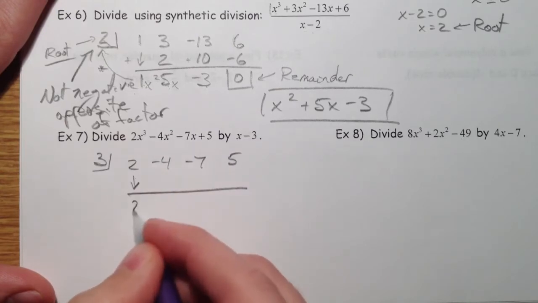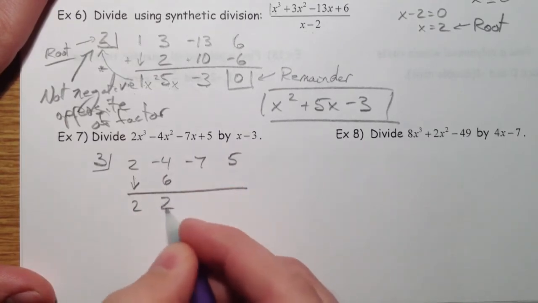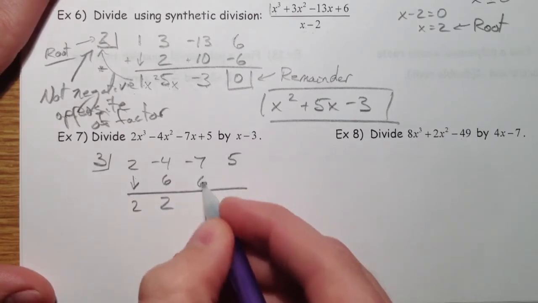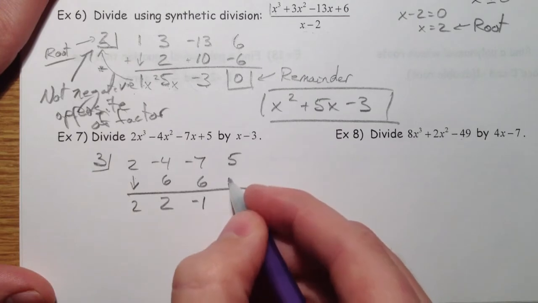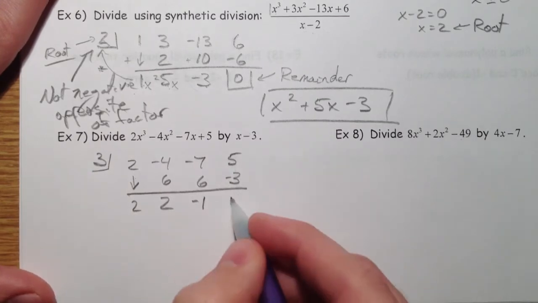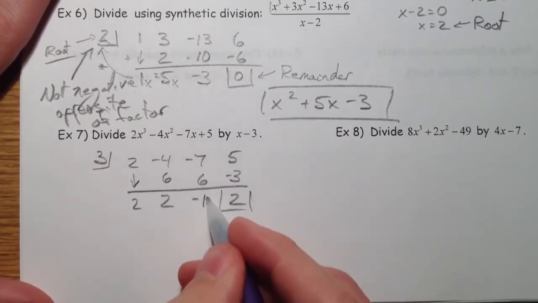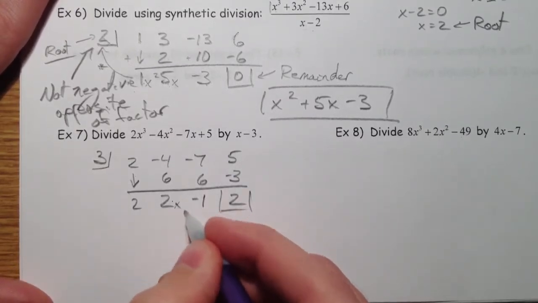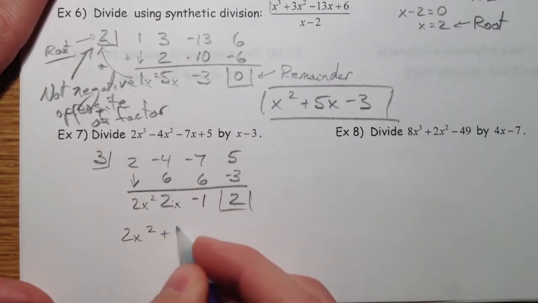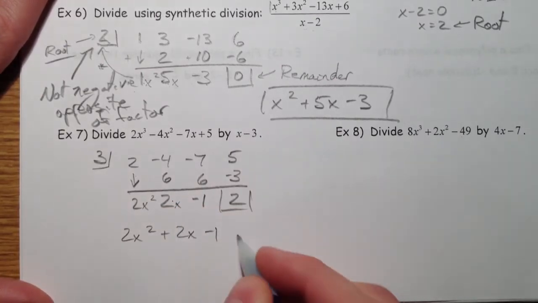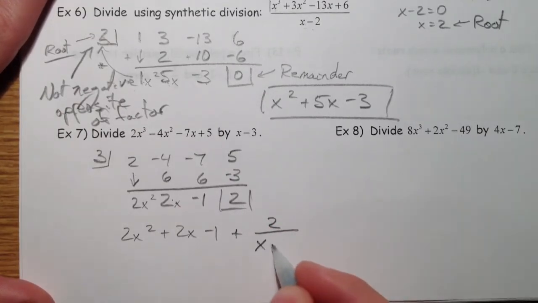Drop down the 2. 2 times 3 is 6. Negative 4 plus 6 is 2. 2 times 3 is 6. Negative 7 plus 6 is negative 1. Negative 1 times 3 is negative 3. And 2. So 2 is our remainder. So this is our constant, this is our x, and this is our x squared. So our answer is 2x squared plus 2x minus 1, and plus our remainder over what we couldn't divide by, our x minus 3.